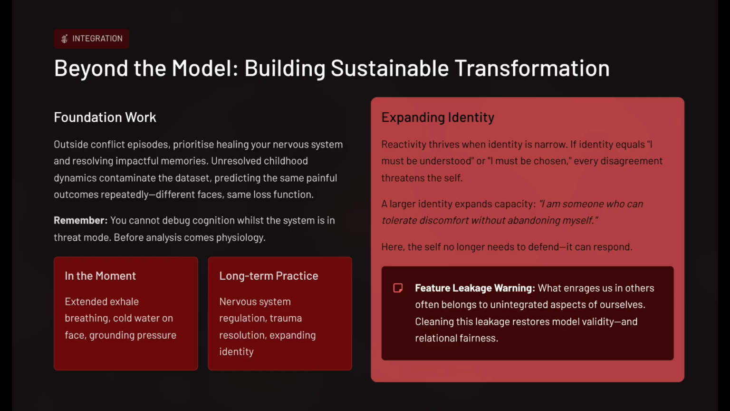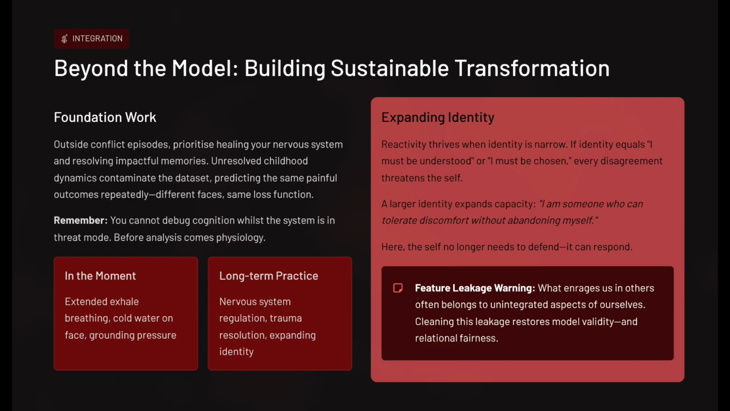Outside the conflict episodes, try to prioritize healing our nervous system and resolving impactful memories from the past, such as those from our childhood. When unresolved childhood dynamics dominate the dataset, the model keeps predicting the same painful outcome: different face, same loss function. As for the nervous system, remember, you cannot debug cognition while the system is in threat mode. Before analysis comes physiology, so in the heat of the moment, go for extended exhale breathing, cold water on the face, and grounding pressure. Only once the body signals safety does response become available.